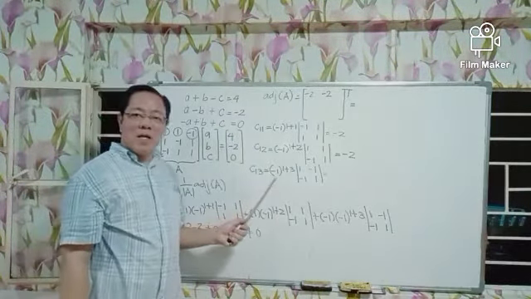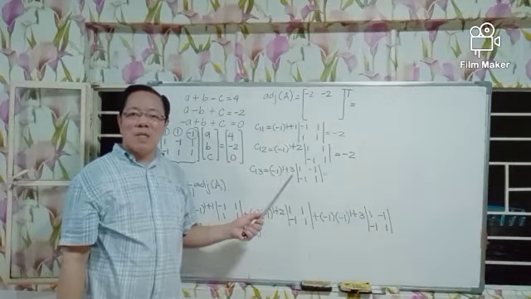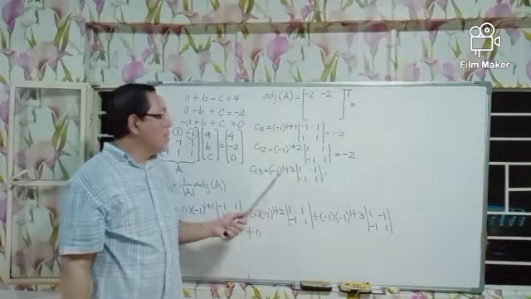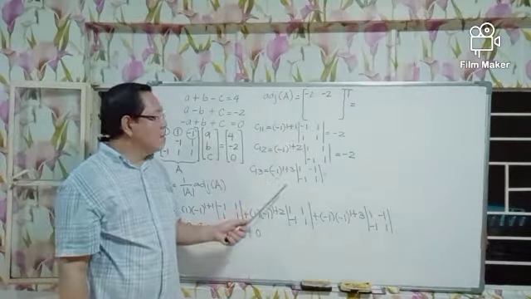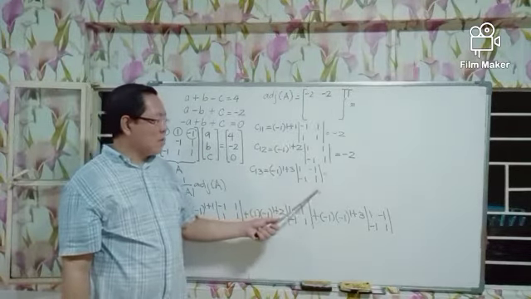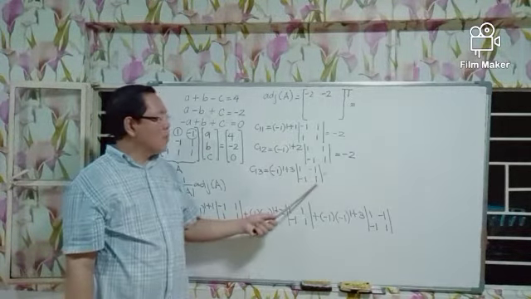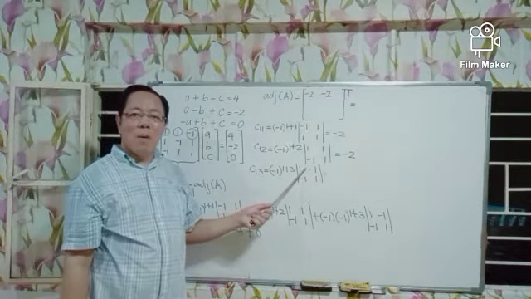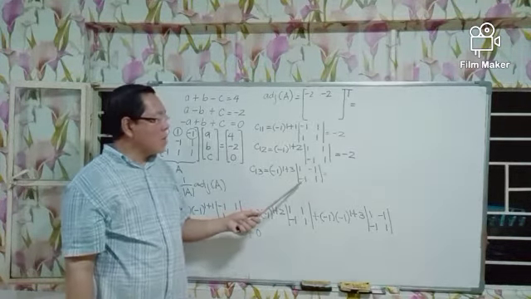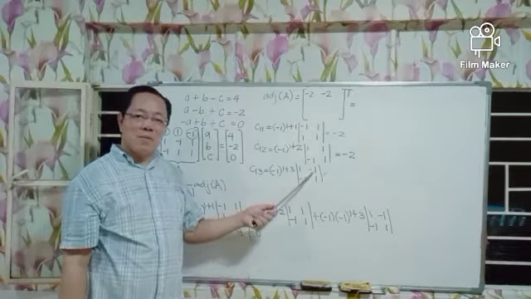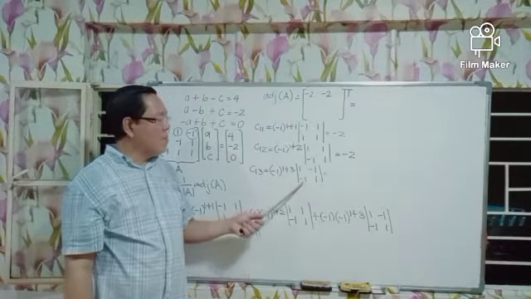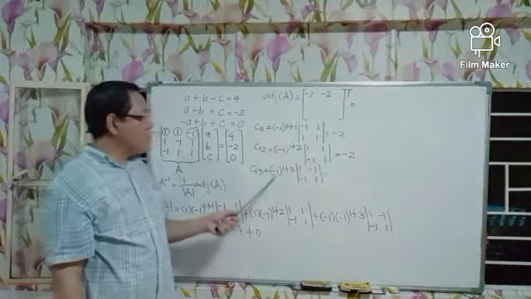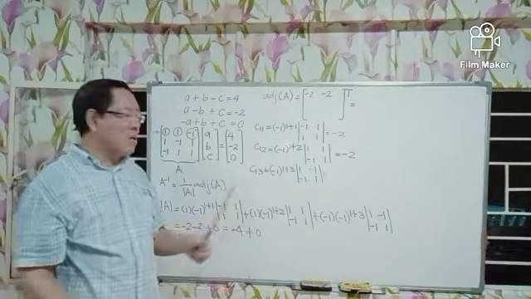We simplify negative 1 raised to 1 plus 3. That's negative 1 raised to 4. And that's positive 1. Multiply by this determinant of order 2. 1 times 1 is 1. Minus negative 1 times negative 1 is 1. We get 1 minus 1 is 0. Multiply by positive 1 is 0.